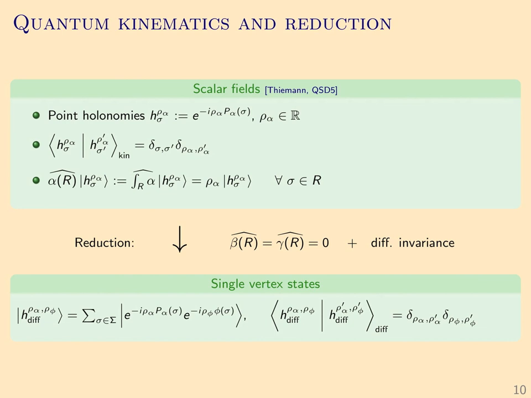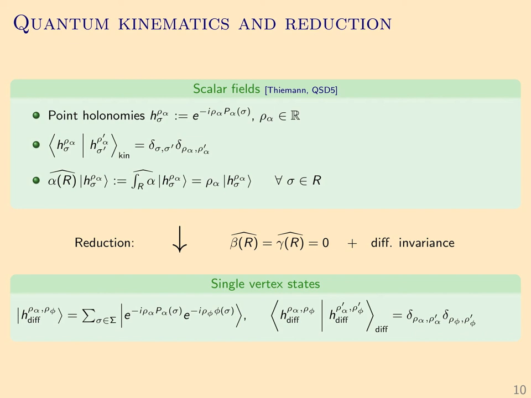So then on this Hilbert space, these point holonomies act by multiplication as usual, and then we just need to represent their conjugate momenta. The conjugate momentum alpha is a density, so you integrate it along some three-dimensional region R, and you make an operator out of this. You just follow our standard regularization procedures, and you find that on this state h, sigma with rho alpha, it acts by multiplication by rho alpha. Of course, only if the point sigma is contained in the region over which we integrate; it is zero otherwise. You can repeat this construction for all the other three sectors, for beta, gamma, and phi, and so you just have four copies of this scalar field.